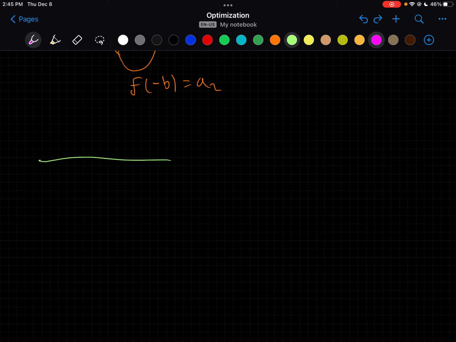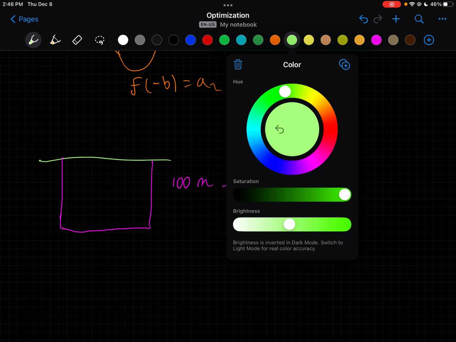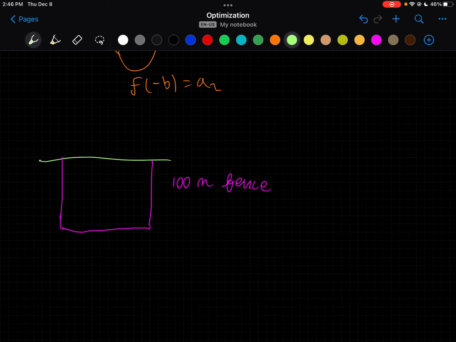Let me actually do that in a different color. The pink is your fence. Let's say you buy a certain quantity of fence. Let's say you buy 100 meters of fence. And you have to constitute that over 3 sides, because one of the sides is bounded by your house. You don't need to buy fence for that.